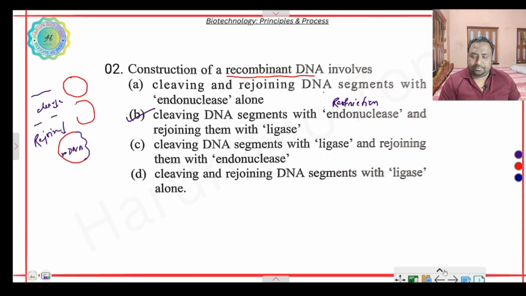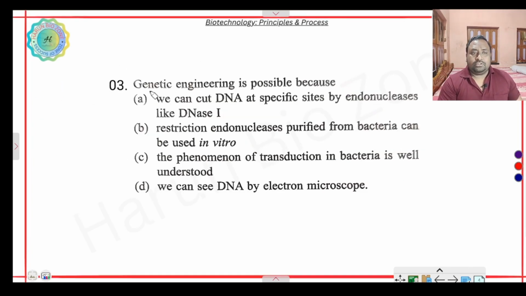Next question, genetic engineering is possible. Why? Because we can cut DNA at a specific site by endonuclease. DNase 1 does not cut DNA at a specific position. It cuts DNA at non-specific positions, both double stranded and single stranded DNA. Restriction endonuclease purified from bacteria can be used in vitro. Definitely used. The phenomenon of transduction in bacteria is well understood. Not this. We can see DNA by electron microscope. Not this.